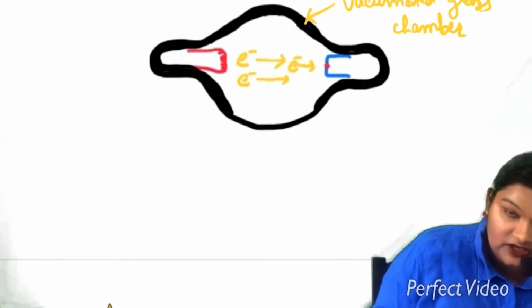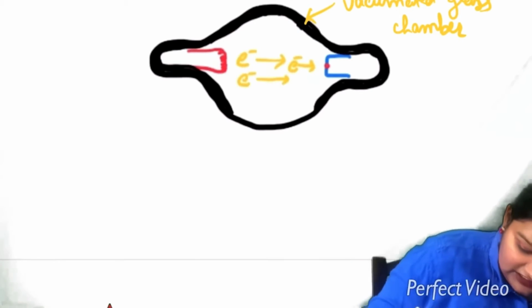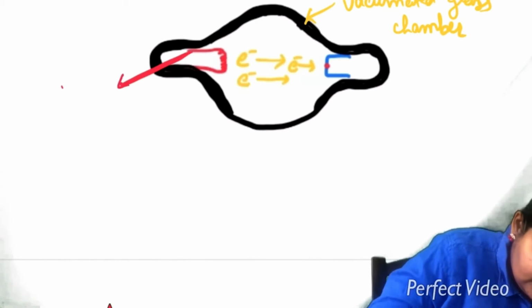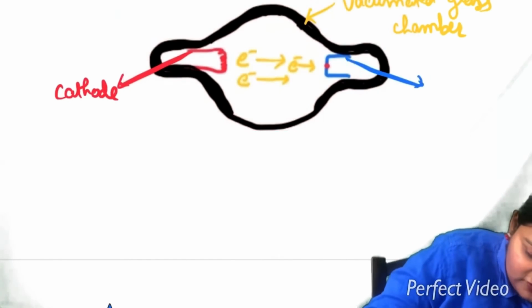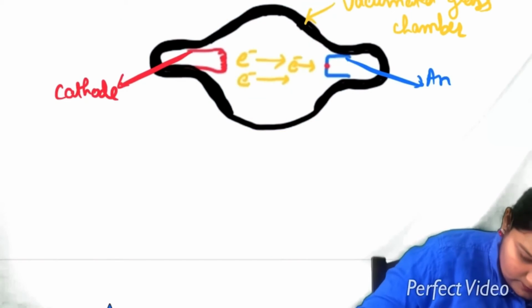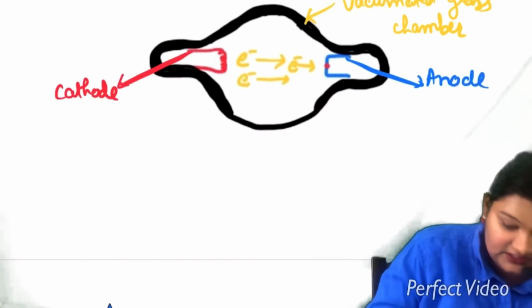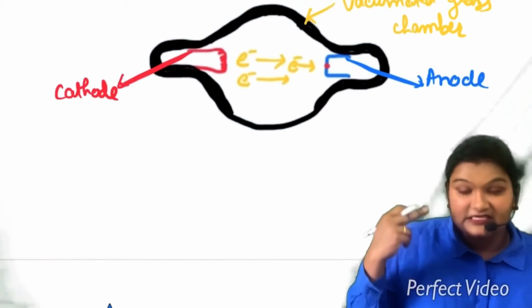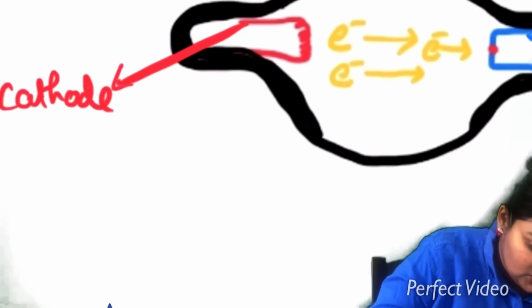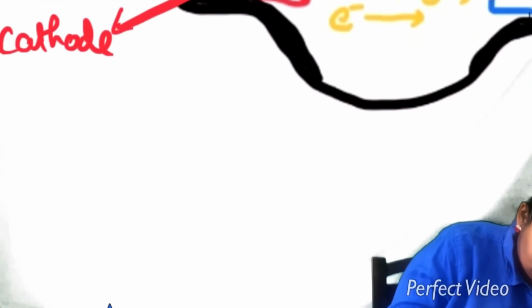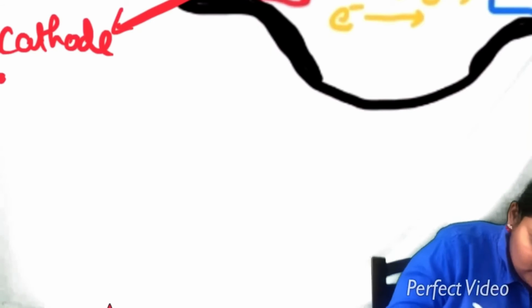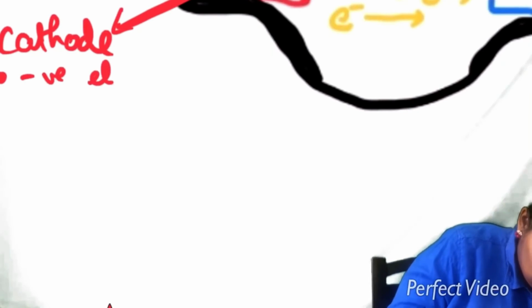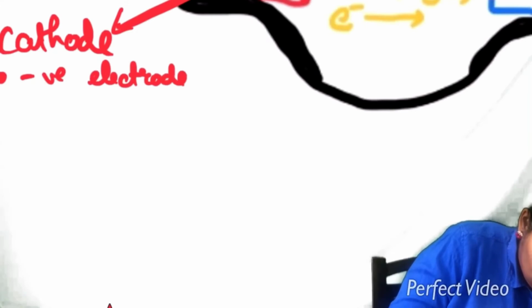Now in this vacuumed glass chamber, we have two electrodes. This one is our cathode, and in the blue we have our anode. Okay, so these are two electrodes. Now let us see each of these electrodes in detail. First, the cathode. I'll write it down in red. It is a negatively charged electrode, right?